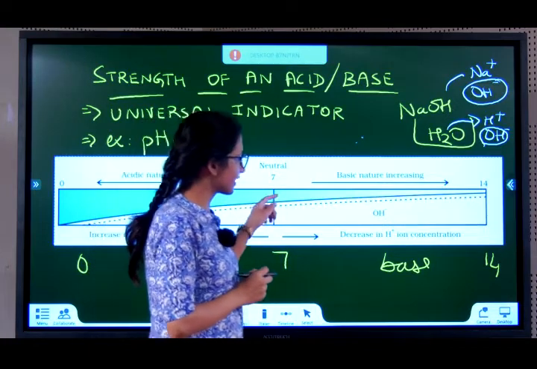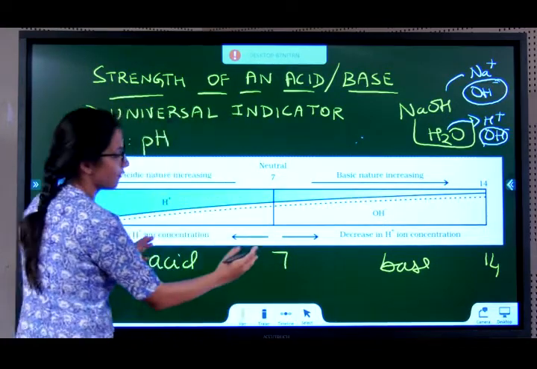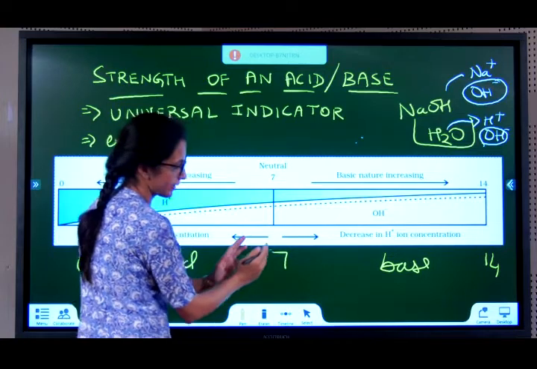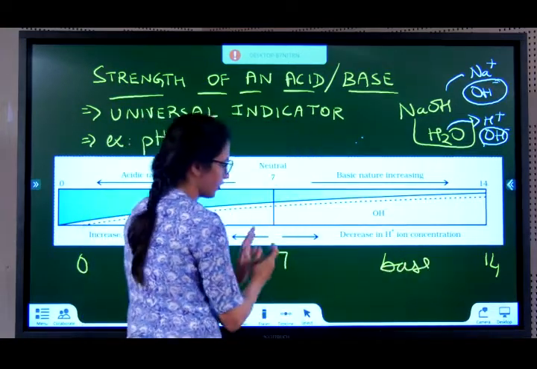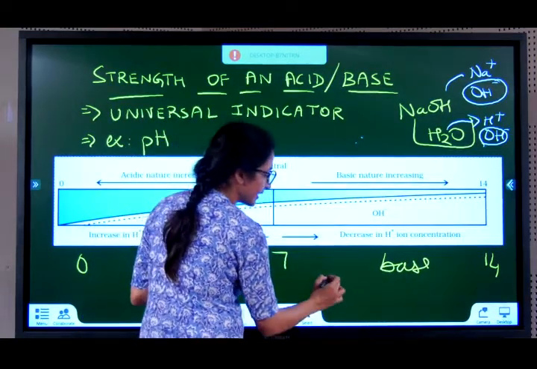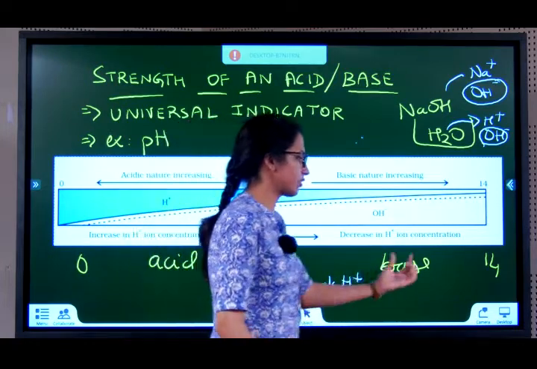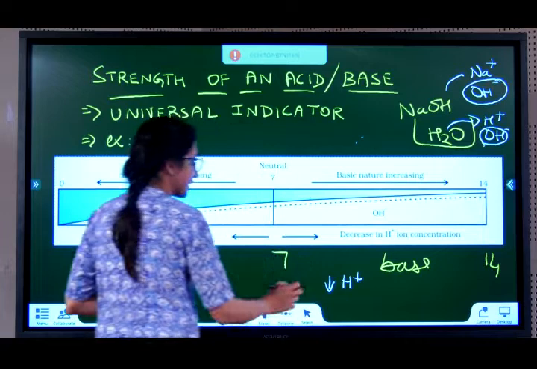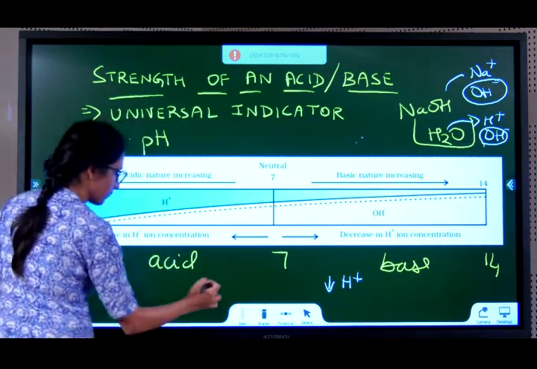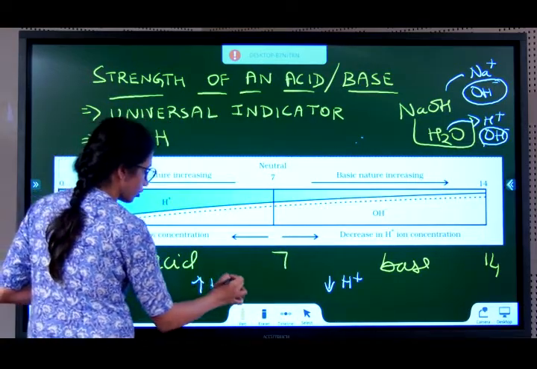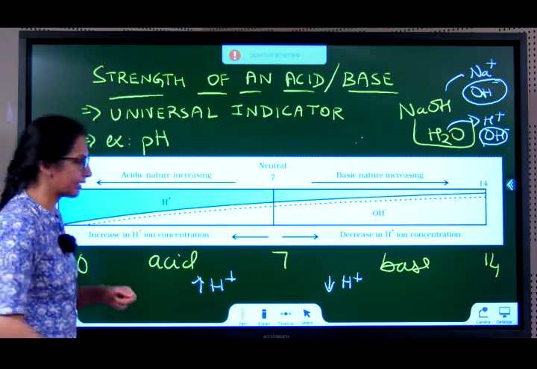So therefore we can say, if I am going from 7, if it's a base, if I keep going towards a higher value, there is a decrease in H plus ion concentration. Number of H plus ions decreases. If it is an acid, if I keep going this side, H plus ion concentration will increase.